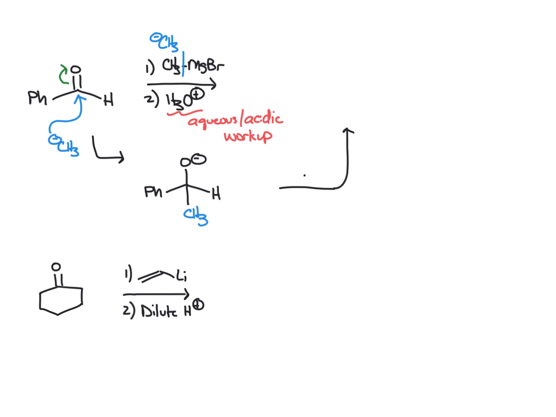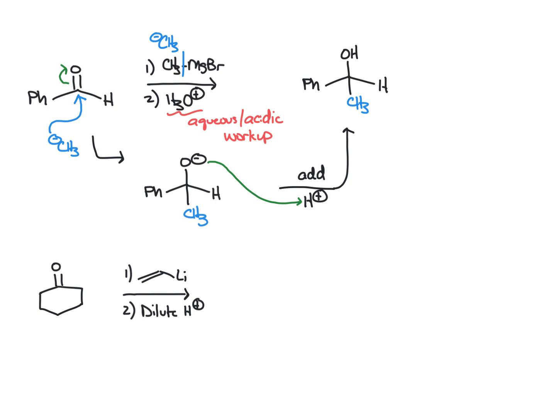So step 2, we add acid to the reaction flask. Once you add the acid, then this O minus reacts with that, forms a bond with that proton to give you an alcohol. So the product has the organometallic reagent added to the carbonyl carbon, the carbonyl oxygen becoming an OH.